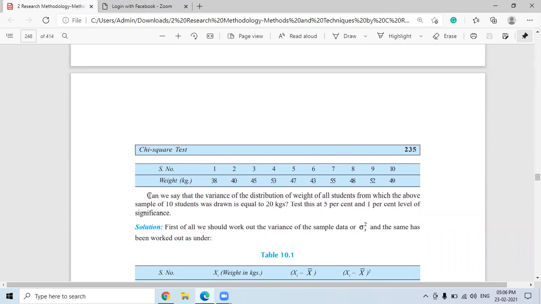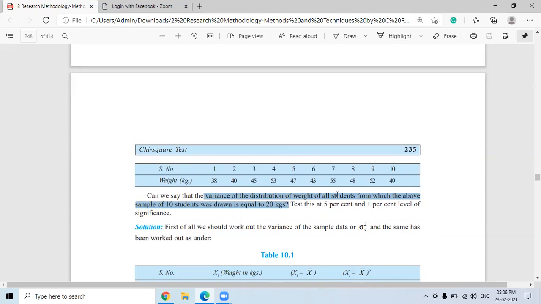The question is like this: can we say that the variance of the distribution of weight of all the students from which the above sample of 10 students was drawn is equal to 20 kilograms? So this is the question. The variance is equal to 20 kilograms. You have to check this one.